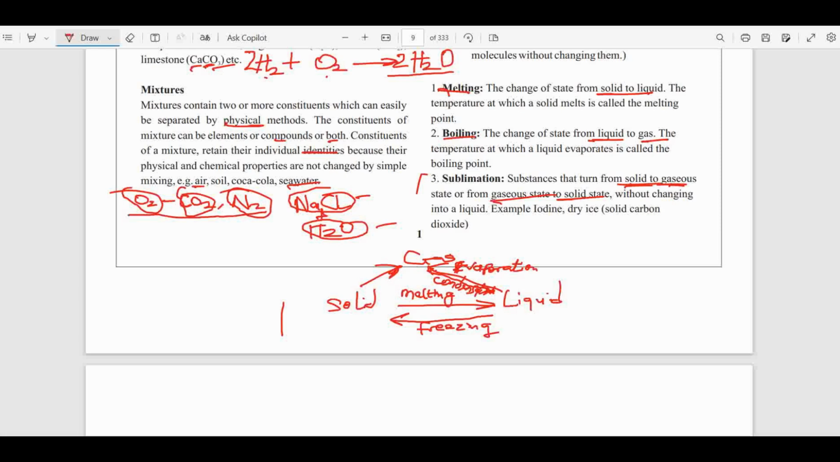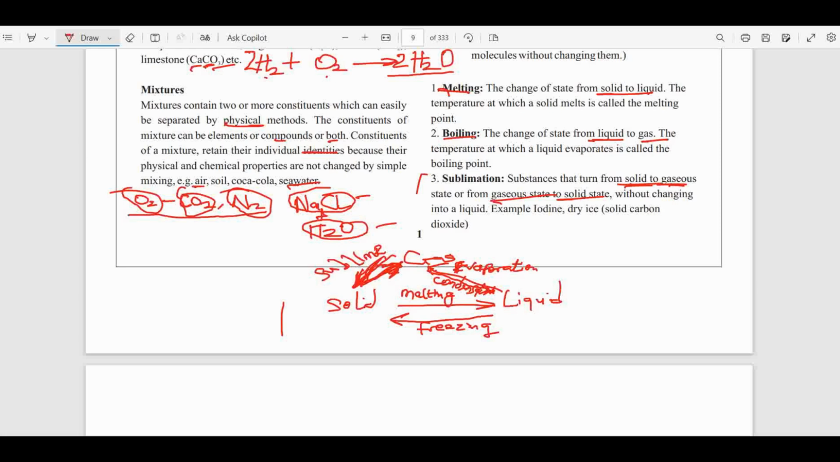All right. And also, when you change solid directly to gas, I mentioned that that is sublimation. Okay, sublimation. And this is also a reversible process. In both cases, it's referred to as sublimation. So you have forward reaction and backward reaction for all of these processes.